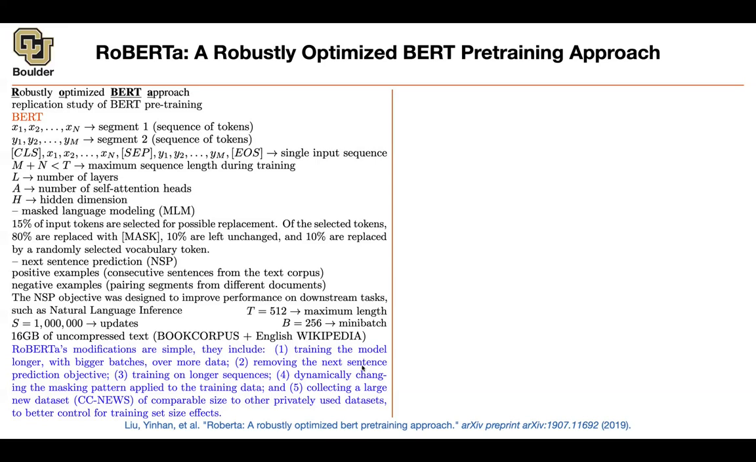Now that you removed the next sentence prediction objective, rather than the concatenation of two sentences being less than a threshold, 512, only one of these sequences could be as big as that 512. So it means that you're training on longer sentences. One thing that you do in BERT, and I forgot to mention, is you have your corpus, in this case, book corpus and English Wikipedia.